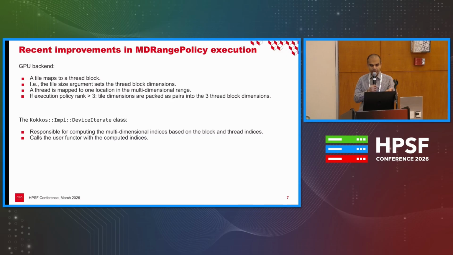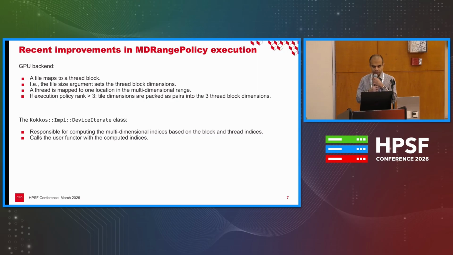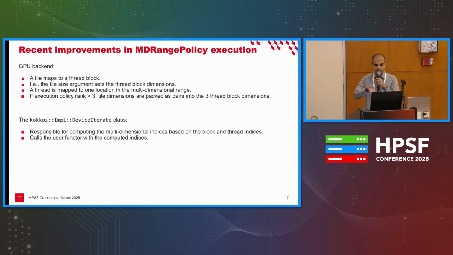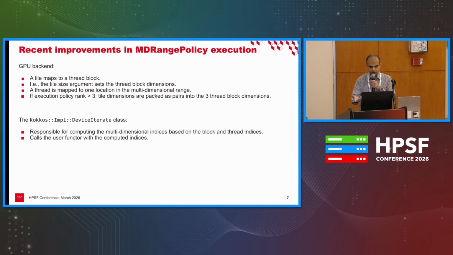And when it comes to GPU execution, we have grids of maximum dimension 3. So we have to see how to accommodate n-dimensional ranges up to 6 and execute them on the GPU. So that's where this class called device iterate comes into the picture. It's an internal detail in Kokkos, which does the mapping from the block and thread indices of the GPU to the indices in the high dimensional space. And using these indices, it can call the user-defined functor.